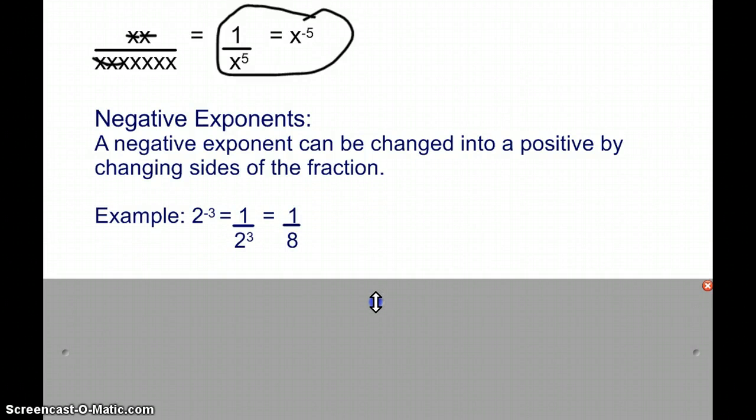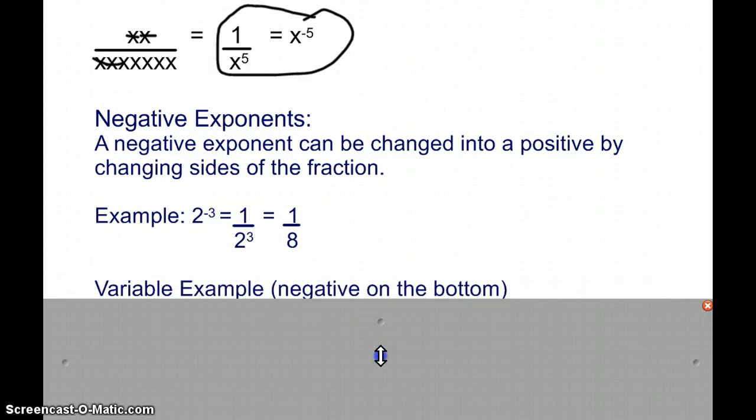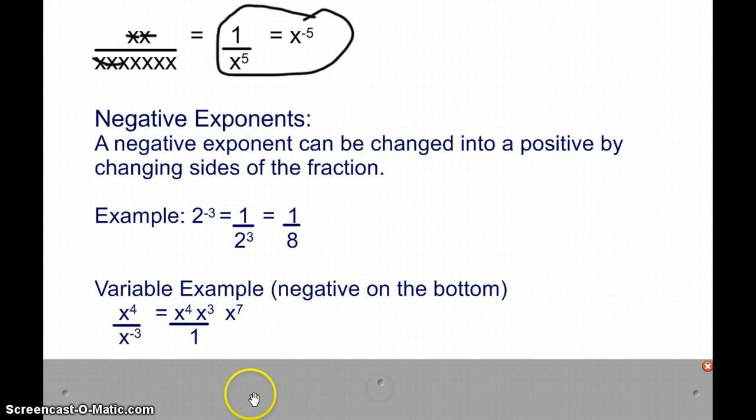So if we look at this other example here of 2 to the negative 3rd power, this is something you can actually do in your calculator. You can type in 2 to the negative 3rd, and you'll notice your answer is not a negative value, because that negative exponent simply tells you to take your 2 and move it to the bottom of the fraction. So it becomes 1 over 2 to the 3rd power, and 2 to the 3rd power is 8, so that becomes 1/8.